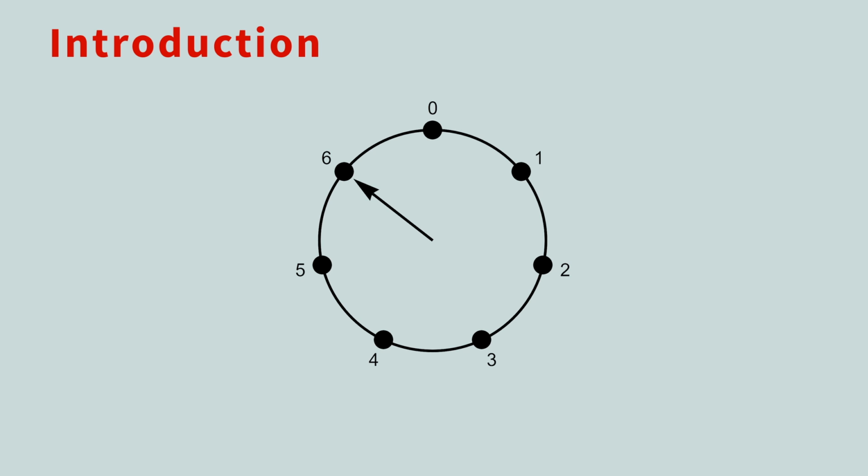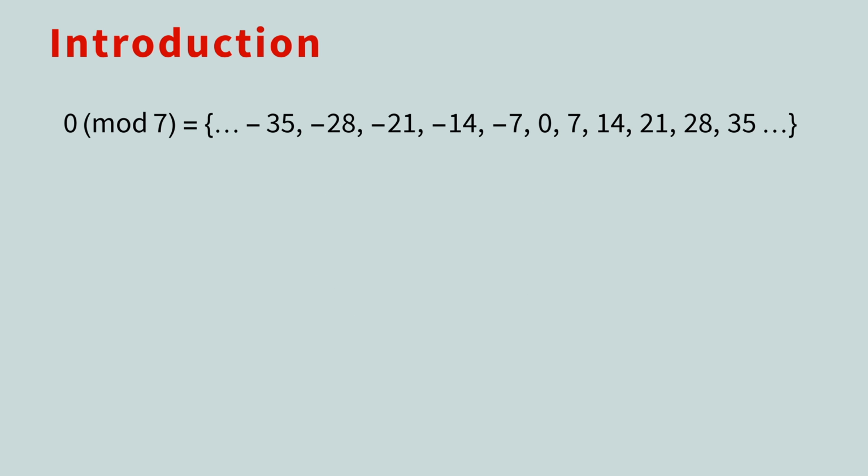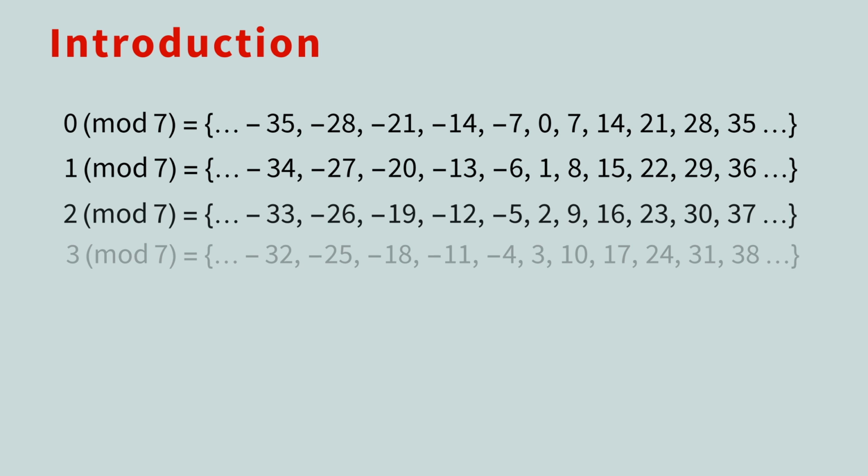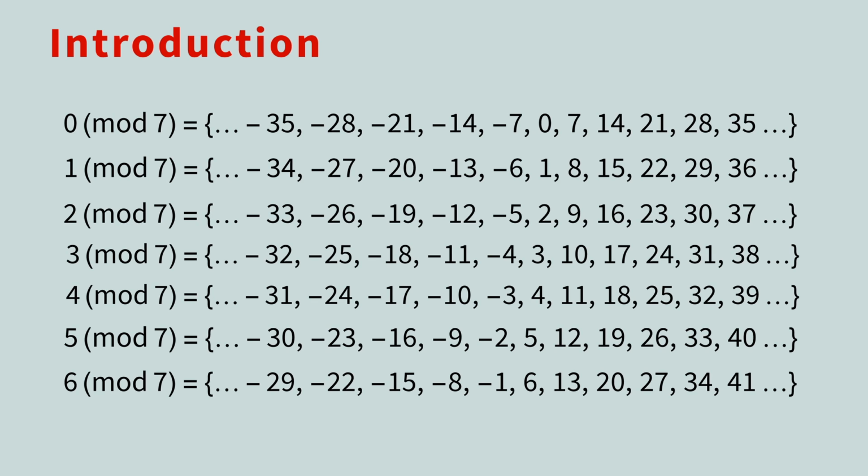Every integer corresponds to a number on this circle. To find which number, divide the integer by 7, and the remainder is the corresponding number. So the number 0 mod 7 corresponds to every multiple of 7. 1 mod 7 corresponds to every integer with a remainder of 1 when you divide by 7. And so on.